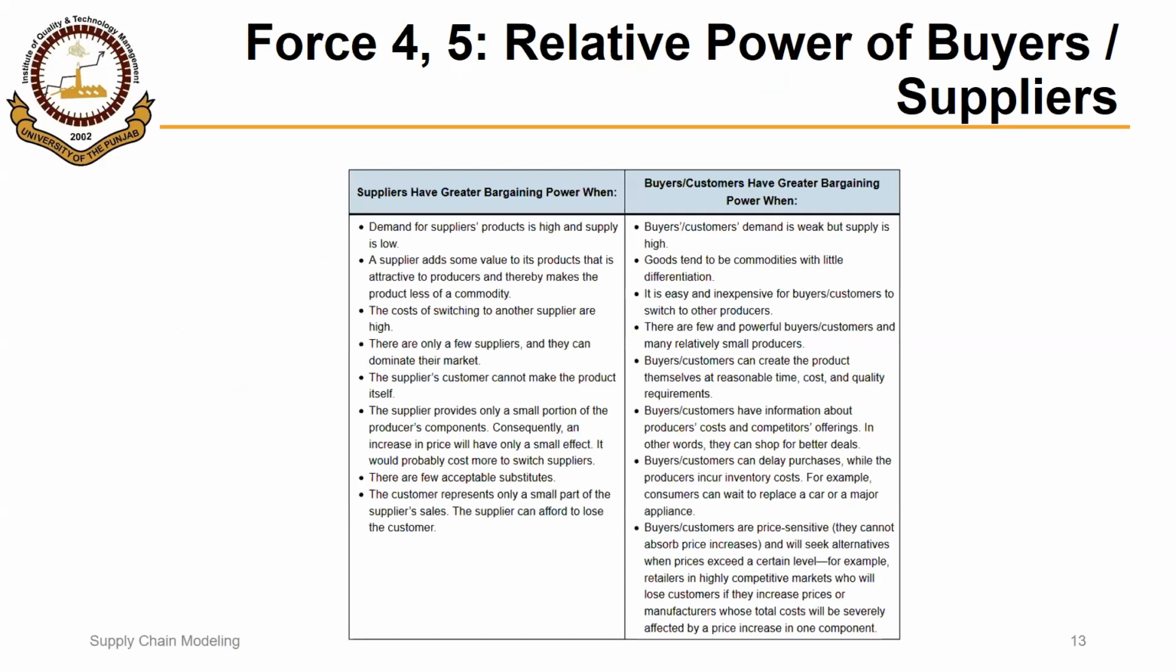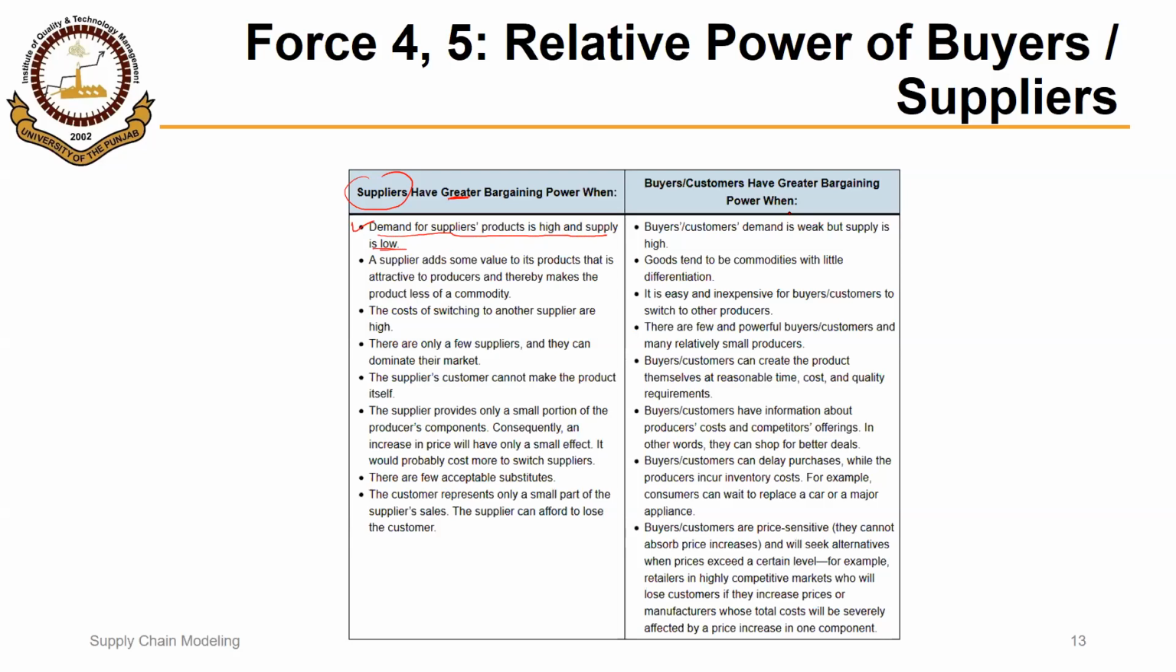The fourth and fifth factors will be discussed together, that is the relative power of buyers and suppliers. So we will discuss the relative power of suppliers when it is high, and you can think of just the opposite to understand when the bargaining power of buyers will be high. So demand for the supplier's products is high and supply is low. In that case, if demand for the product that the supplier is providing is high and supply in the market is low, then the supplier will have high bargaining power.